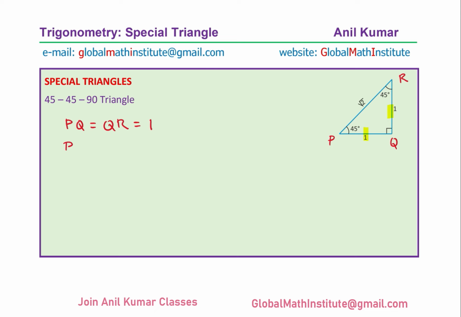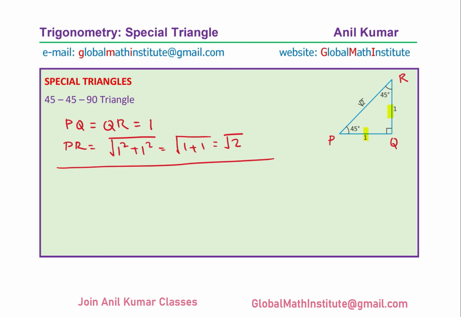In that case, PR will be square root of 1 square plus 1 square, which is square root of 1 plus 1, or square root of 2. So that gives you the special triangle to work with. Well, in case I change these sides to, let us say, x times 1, so if I make the sides as x, then this becomes square root 2 x. Do you see that? So let me rewrite this as square root of 2 x. So we can always scale this triangle. Do you see that? So most problems will be solved by scale factor.